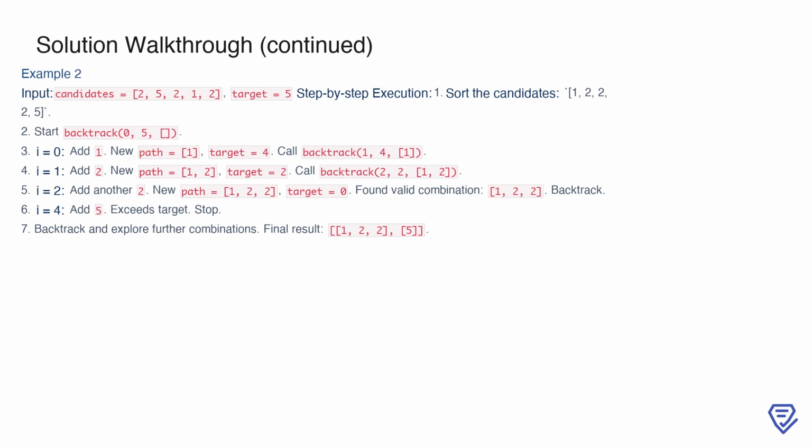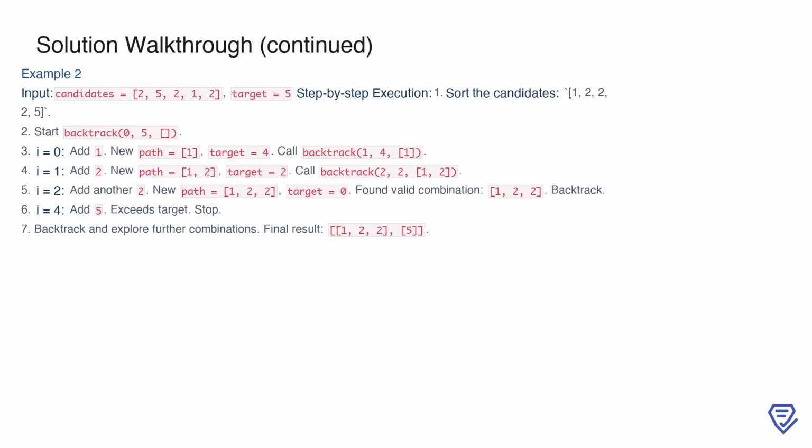In the second example, the candidates are 2, 5, 2, 1, 2, and the target is 5. We start by sorting the candidates into 1, 2, 2, 2, 5. Again, sorting plays a key role in handling duplicates and simplifying the process of backtracking. Starting with an empty path and a target of 5, we first add 1, reducing the target to 4, and then add 2, reducing it further to 2. When we add another 2, the target becomes 0, yielding the valid combination 1, 2, 2.